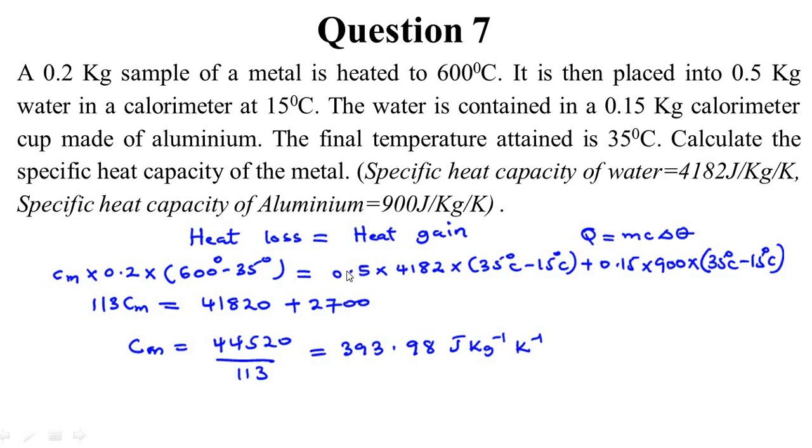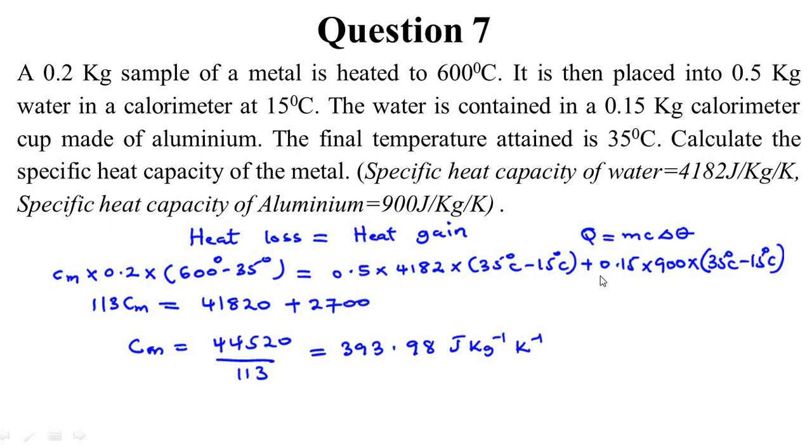And this will be equivalent to whatever is gaining heat here. We have water gaining heat, and we also have the cup gaining heat. So the mass of water was given to be 0.5, right? So that is 0.5 times the specific heat capacity of water, given here as 4182. And then times, what is the temperature change for water? Initially, the water was at 15 degrees Celsius, and we are getting an equilibrium temperature at 35. So the change in temperature will be 35 minus 15.